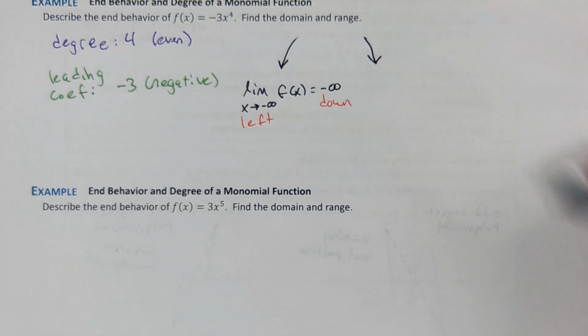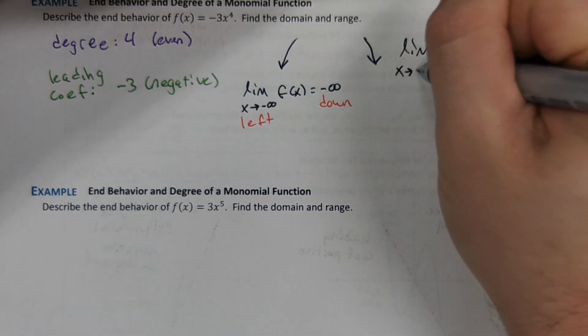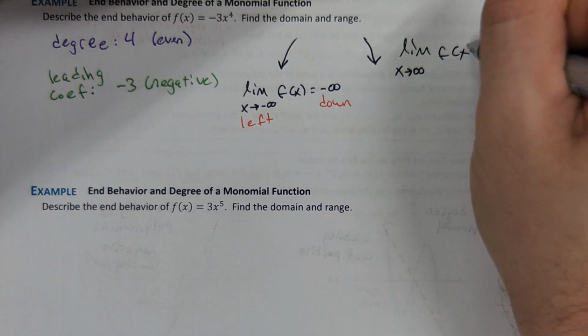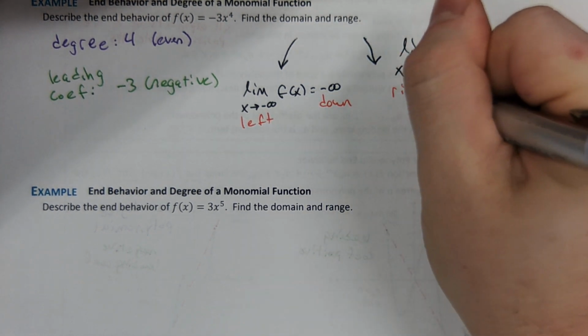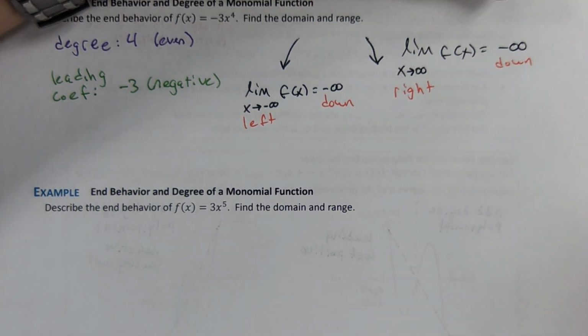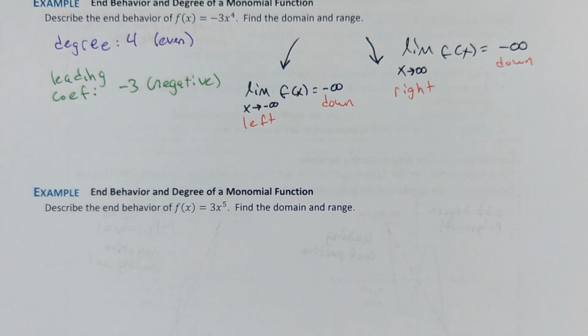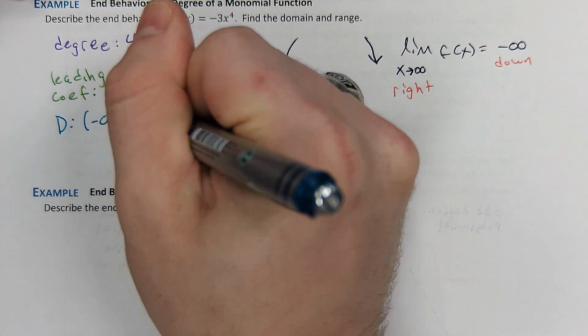This one says go right, go down. Positive infinity is to the right, but negative infinity is still down on the y-axis. So that says go right, go down. And as far as the domain is concerned, it technically is a polynomial, and all polynomials have the same domain. All real numbers.